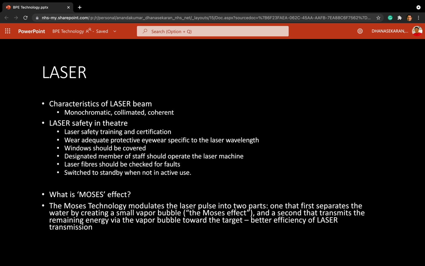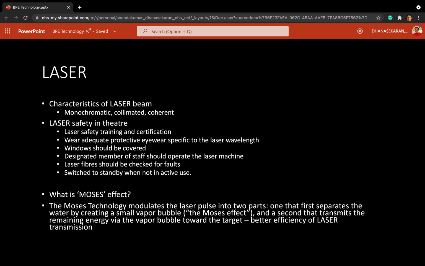I'll ensure that laser safety goggles are readily available to all staff. And I'll also ensure that the window has laser signage, that the windows have covers, and that the doors can be locked to prevent external staff from coming in. Why the windows are covered? This would be to prevent laser beam from going through the window and affecting passers-by. Yeah, and it can also reflect back into the operating room.